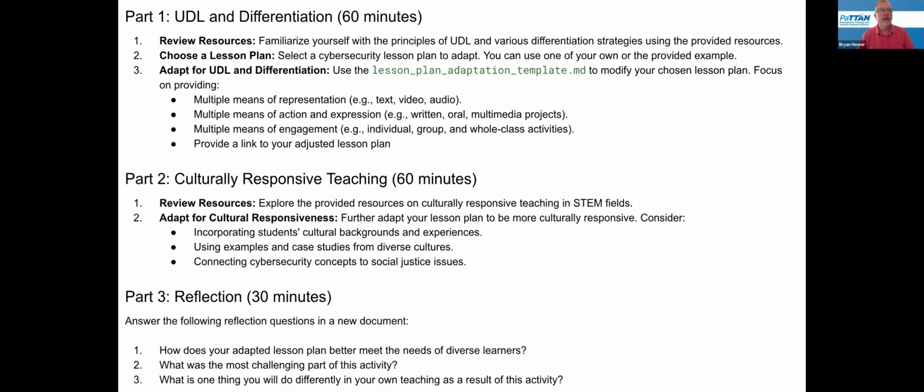So the activity log that you downloaded in the beginning, you will use for each section. Adapt the culturally responsive part, further adapt your lesson plan to be more culturally responsive. And then you're going to do some reflection questions. And that's all in the document that you downloaded at the beginning of this module D that you will fill out.